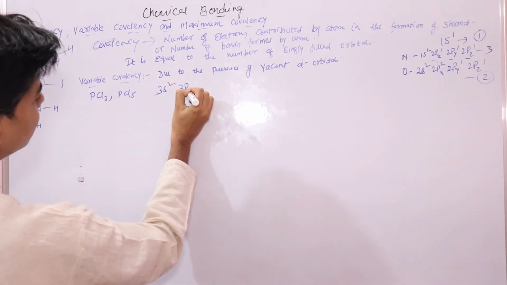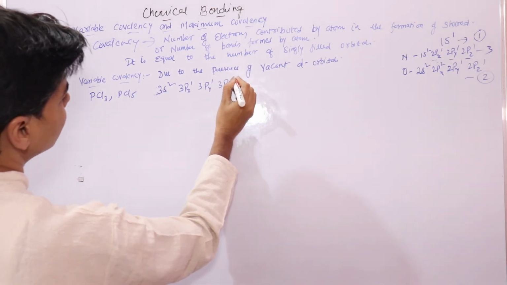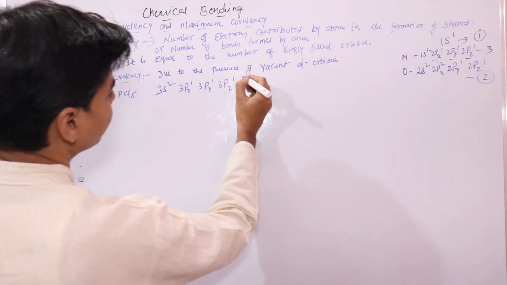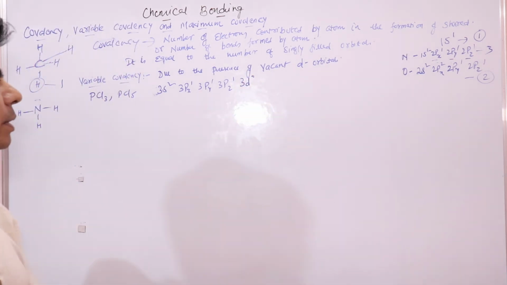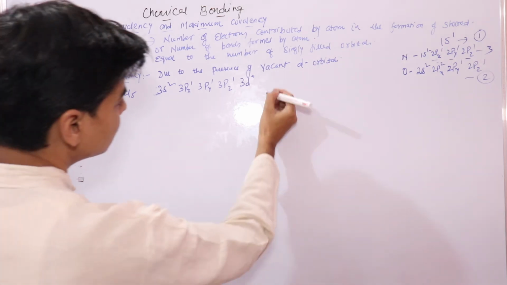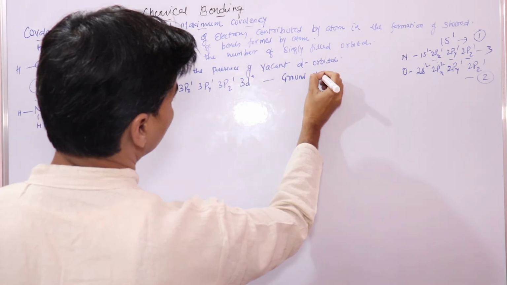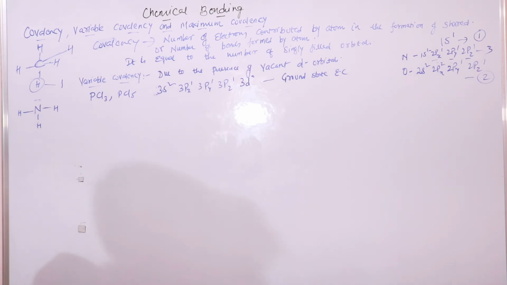3s2, 3px1, 3py1, 3pz1, right? Then we say it has vacant d orbital, 3d0. Phosphorus has a vacant d orbital, right? This is the ground state electronic configuration of phosphorus atom, right?